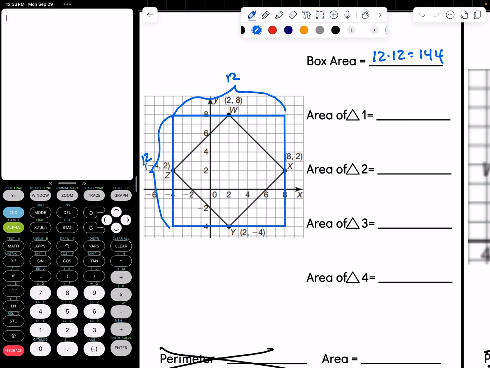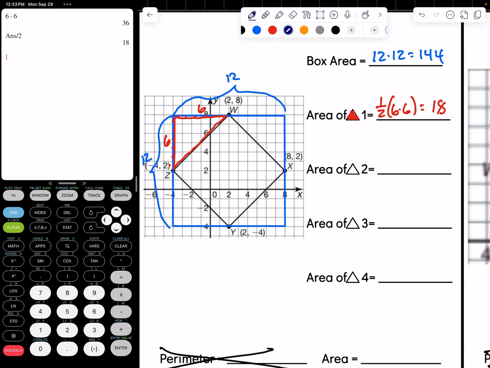Now, as we work around the box, we have triangle 1, which we'll call our red triangle. That's going to have side lengths of 6 and 6. 1, 2, 3, 4, 5, 6. 2, 3, 4, 5, 6. So we're going to use our formula 1/2 base times height. 1/2 times 6 times 6. 6 times 6 equals 36, divided by 2, 18.